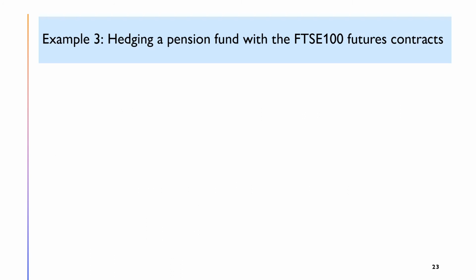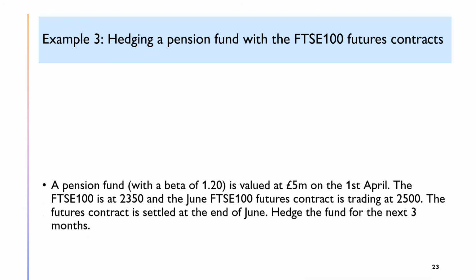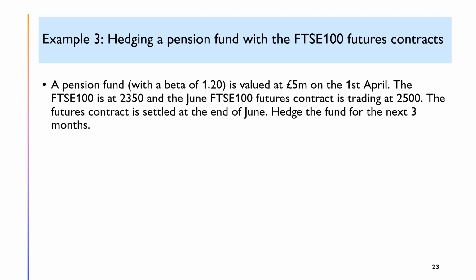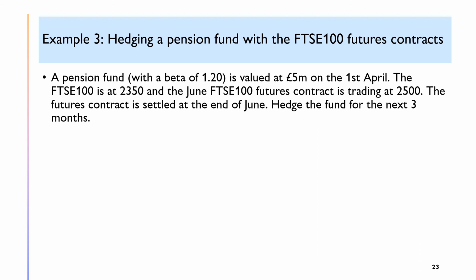This is the third example. We are going to learn how to hedge a stock portfolio with stock index futures. In this example, a pension fund with a beta of 1.2 is valued at £5 million. Since the pension fund has a long position in stock portfolio, the fund should sell futures contract on FTSE 100. In a well-diversified portfolio, we use beta as the hedge ratio as standard deviation is fully diversified away.